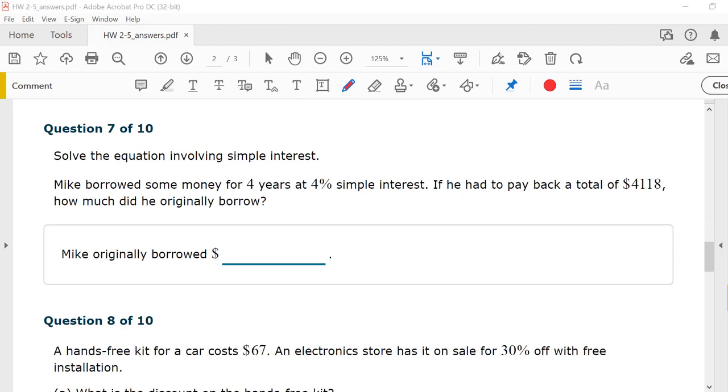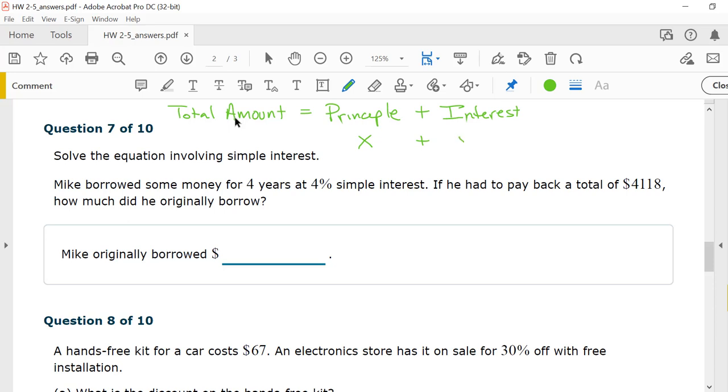Number 7, Mike borrowed some money for 4 years at 4% simple interest. If he had to pay back a total of $4,118, how much did he originally borrow? All right, thinking this out loud, the total amount is going to equal the principal, how much he borrowed, plus the interest. We don't know how much he borrowed originally, so we're going to let that be X.